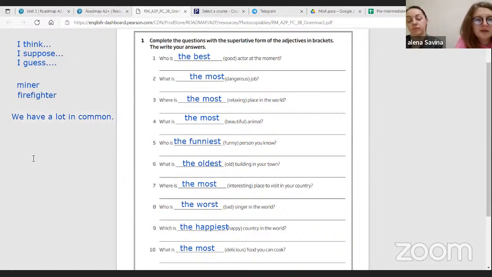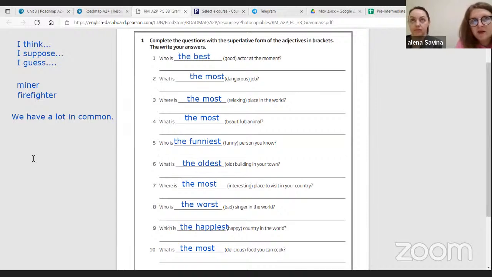Alona supposes, yes, supposes, that the best actor at the moment is Tom Hardy. But I think the best actor at the moment is Brad Pitt. Okay. The most delicious food then that Alona can cook.